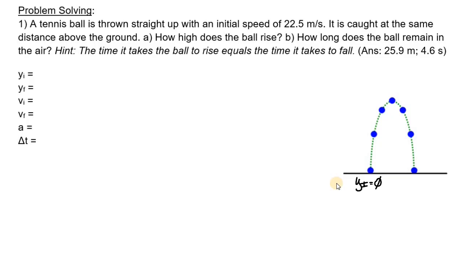Right off the bat, what is the initial height of the ball? 0, right? And what is the final height of the ball? 0 meters, right? Initial velocity is 22.5 meters per second. How high does the ball rise?